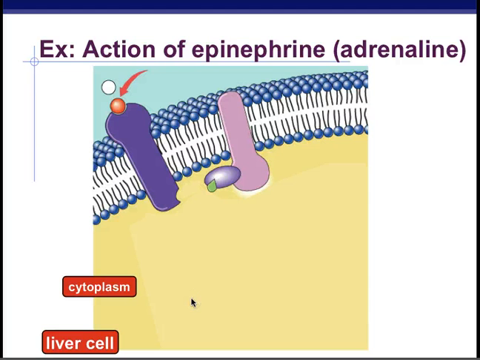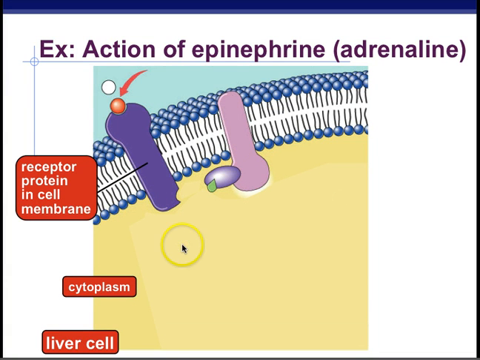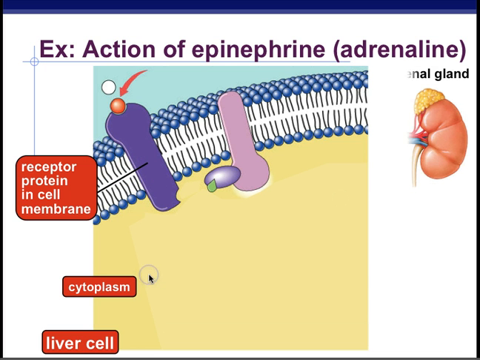In this example, we're talking about a liver cell. So here's the cell membrane of a liver cell, and the receptor protein here. I had to pause for a second, so I lost where I was, but we're talking about a liver cell and epinephrine, which is part of your fight or flight reaction. Epinephrine is not a steroid, a lipid hormone, so it does not enter.